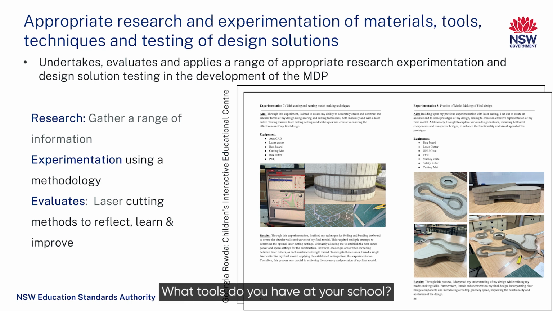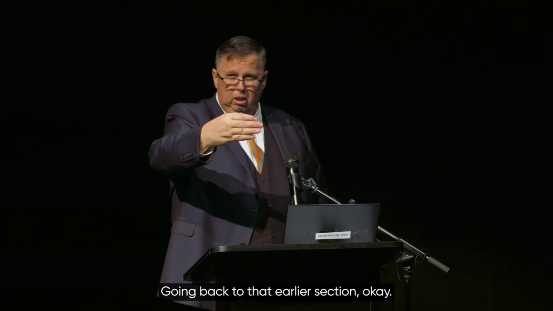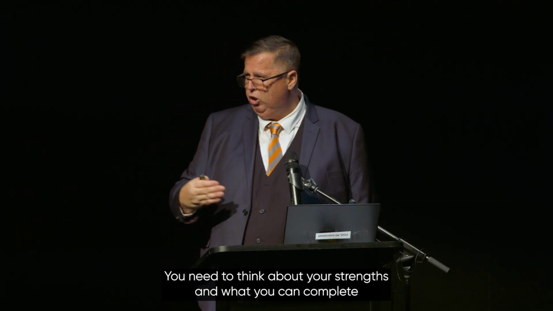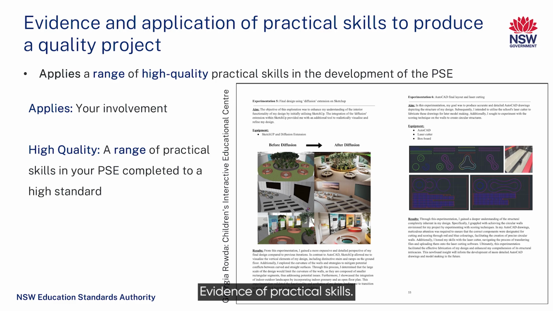What works for you? What tools do you have at your school? What materials do you have available to you? And what can you afford? Going back to that earlier section. Okay? You need to think about your strengths and what you can complete and what can do best for you. Evidence of practical skills.